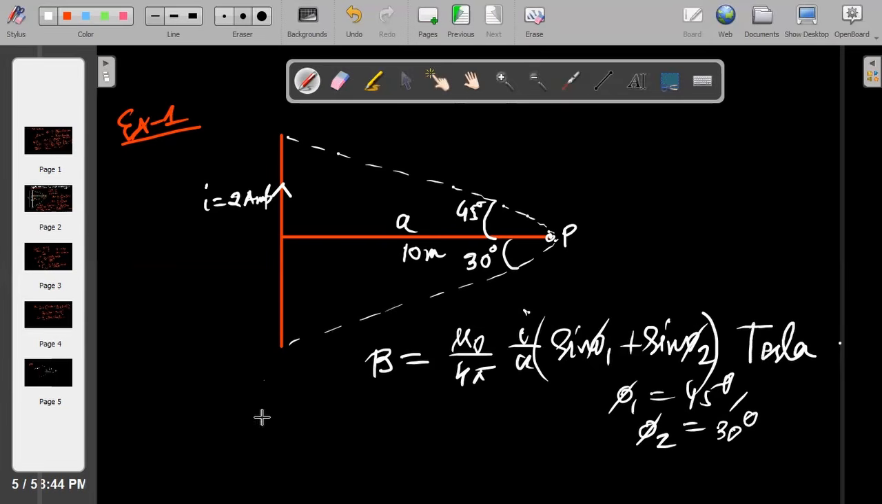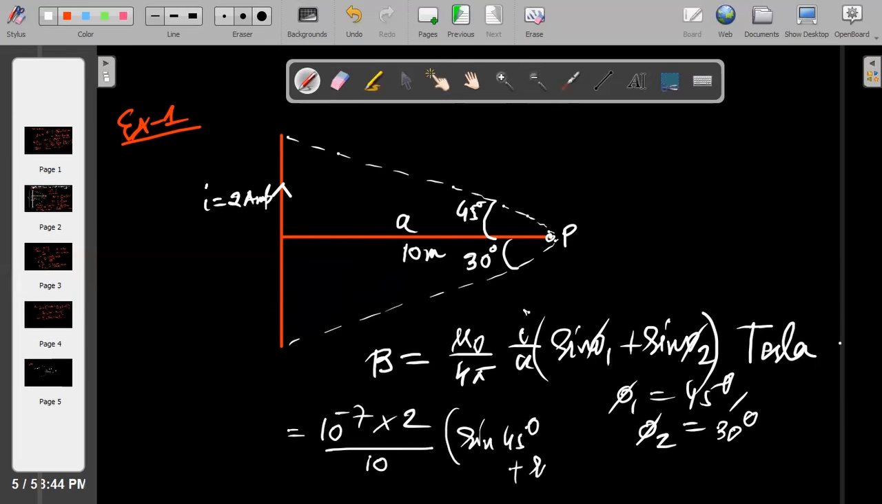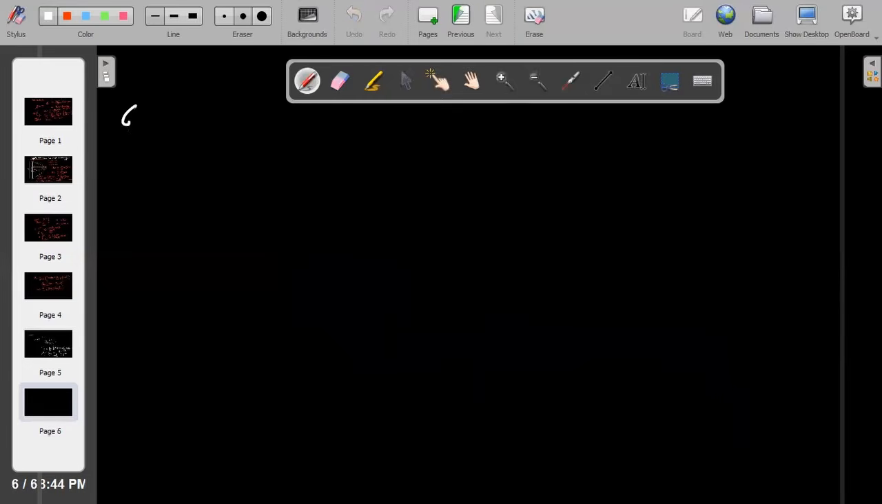So mu naught by 4 pi is nothing but 10 to the power minus 7, into I, which is 2 amperes, right? And this is 10 meter, sine 45 degree plus sine 30 degree. So finally, you will get the answer; just do it as homework. Like that, another problem we can do. Just quickly, we will do it on Monday. If you have any confusion, you can tell, right?